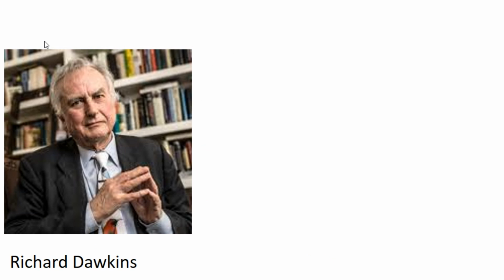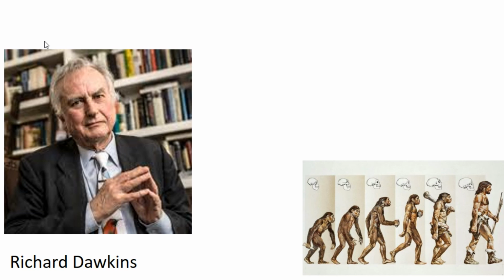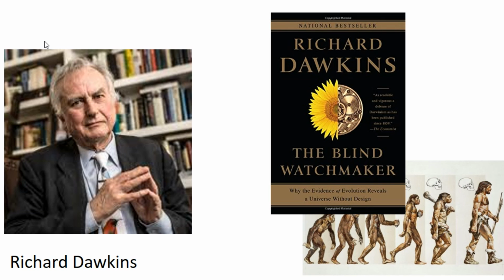And a modern philosopher that also puts forward this argument is Richard Dawkins. And so he takes Charles Darwin's ideas, his theory of evolution, and he uses this as an argument against the existence of God. He says that there is no reason for us to believe in a God, especially a creator God, now that we have the scientific knowledge that we do.